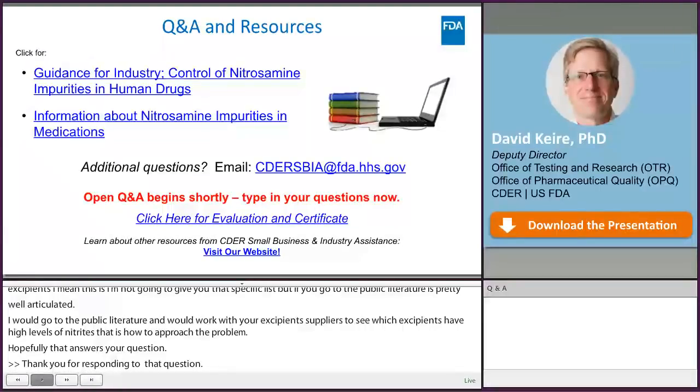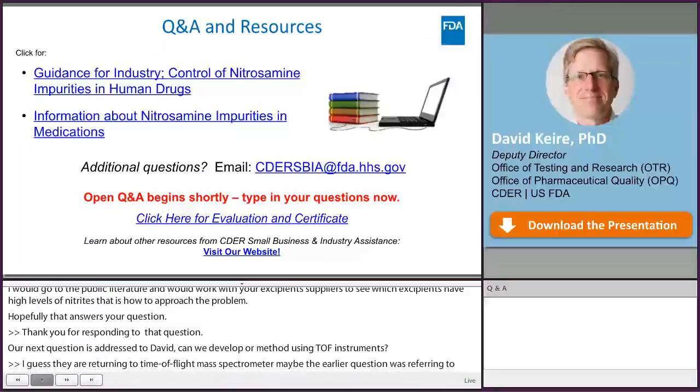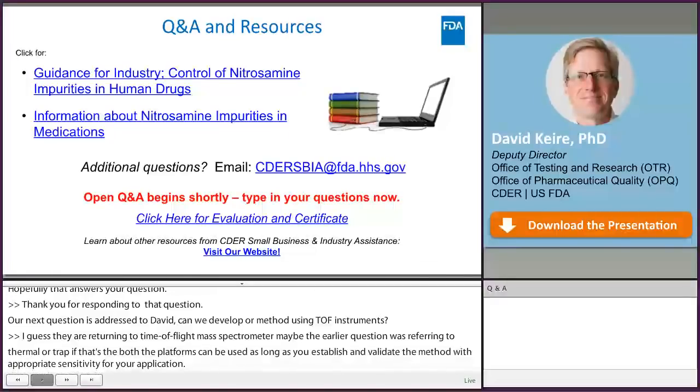I think they're referring to a time of flight mass spectrometer, and maybe the earlier question was referring to thermo orbitrap. If that's the case, both those platforms can be used so long as you establish and validate a method with the appropriate sensitivity for your application. So yes, you can use QTOF or orbitrap technology on the mass spectrometry side to do these kinds of measurements. We've also used GC-MS/MS approaches, and some measurements were made on a triple quad. So there are many different platforms and technologies available to do this kind of testing. Again, it needs to be appropriately validated for the intended purpose.